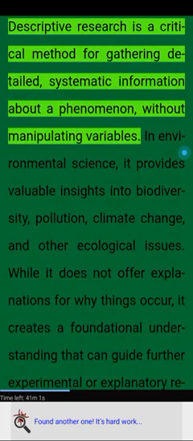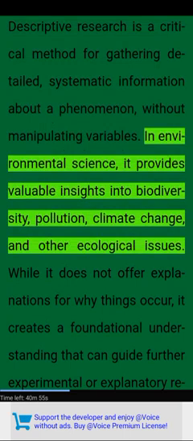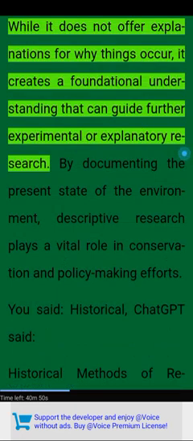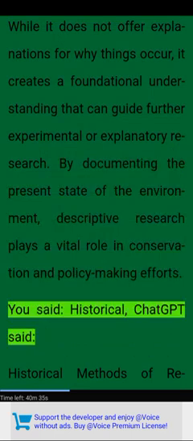Conclusion. Descriptive research is a critical method for gathering detailed, systematic information about a phenomenon without manipulating variables. In environmental science, it provides valuable insights into biodiversity, pollution, climate change, and other ecological issues. While it does not offer explanations for why things occur, it creates a foundational understanding that can guide further experimental or explanatory research. By documenting the present state of the environment, descriptive research plays a vital role in conservation and policy-making efforts.